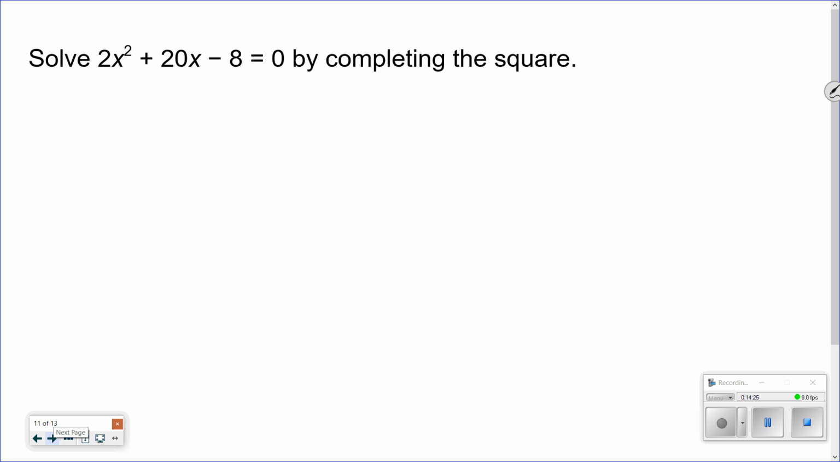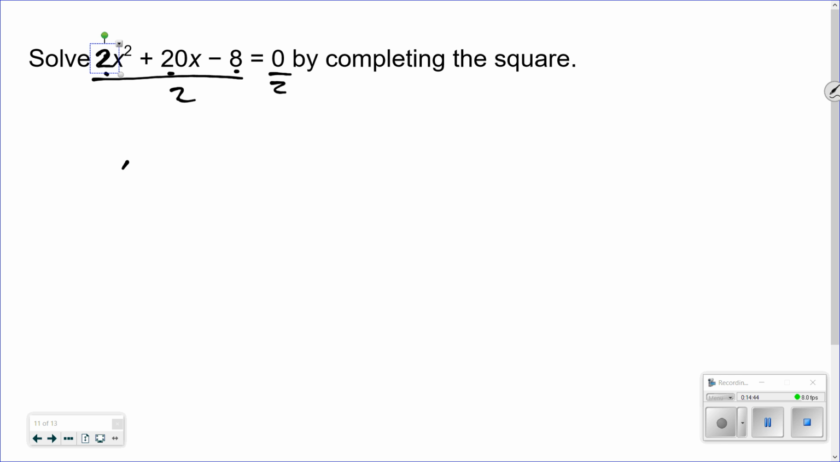This one's a little bit different because of the 2 out in front. But if you look at it, notice how 2 goes into all of these. If that ever happens, if you do have a number out in front, we want to always divide by that number to try to simplify it down. So I'm going to divide this side by 2 and that side by 2. So divide each of these by 2.